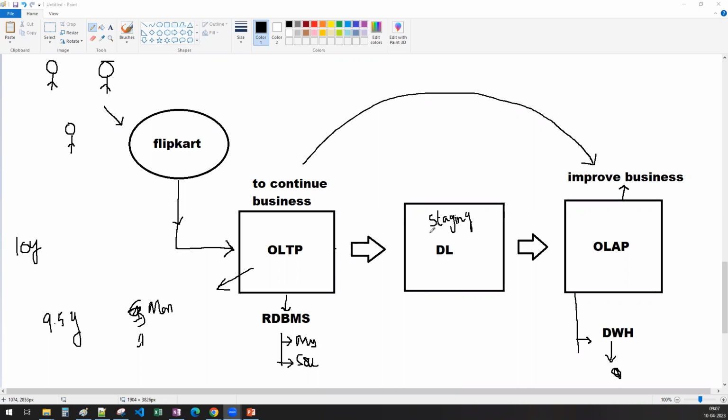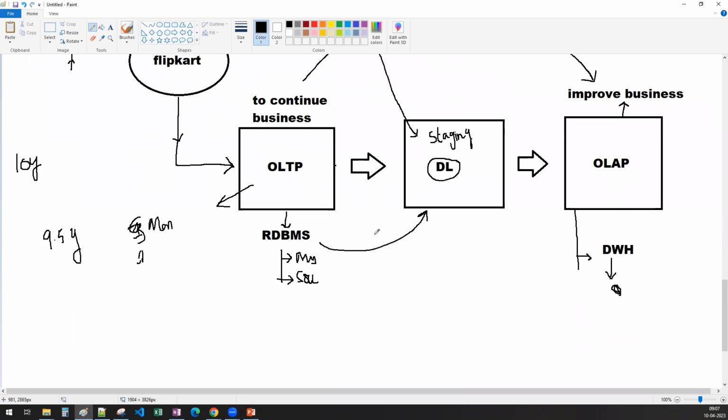But now tell me, sir, this is OLTP, so you are saying RDBMS, this is fine. Does the data lake just get the data from the RDBMS? No. A data lake gets the data from an application also. It can also get data from IoT and sensor applications. It's not that I want to store only data related to the RDBMS.